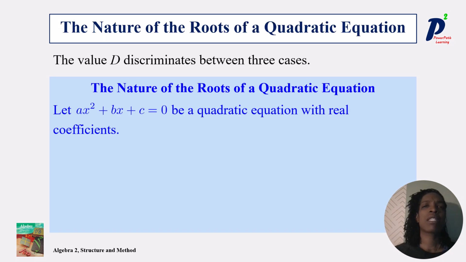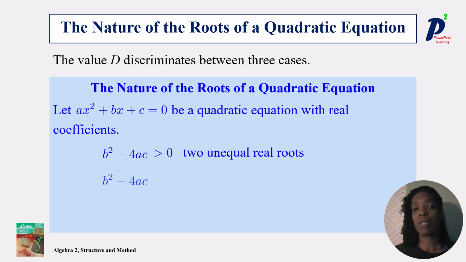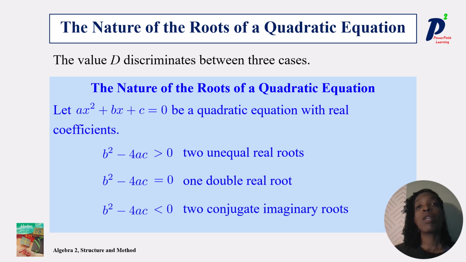The value of D can help us discriminate in three cases of solutions. If D is positive, there are two unequal real roots. If the discriminant is equal to 0, there is one double real root. And the last case is if b squared minus 4ac is less than 0, then you have two conjugate imaginary roots. We saw examples of each of those in our first couple of examples.